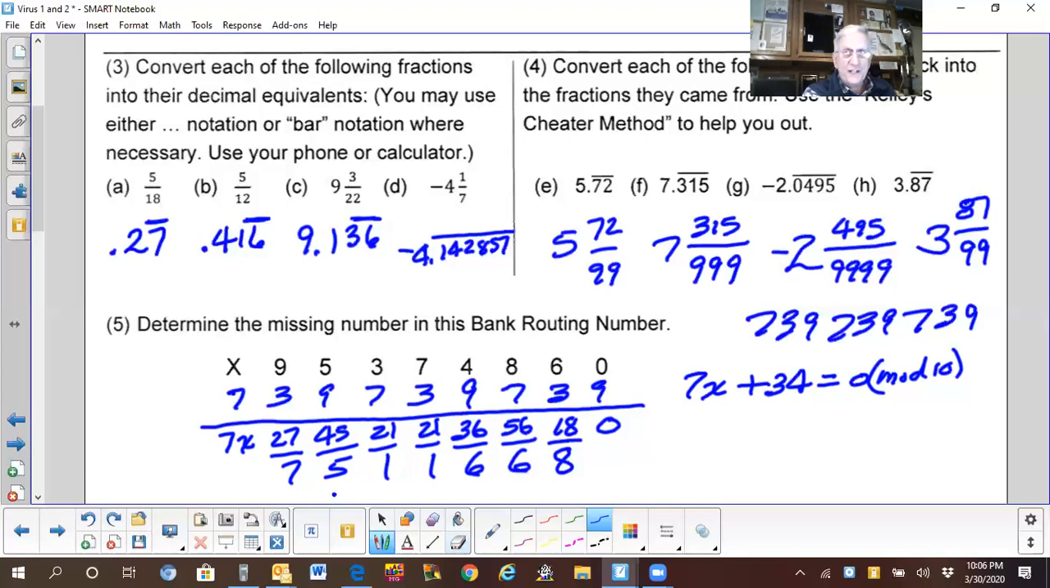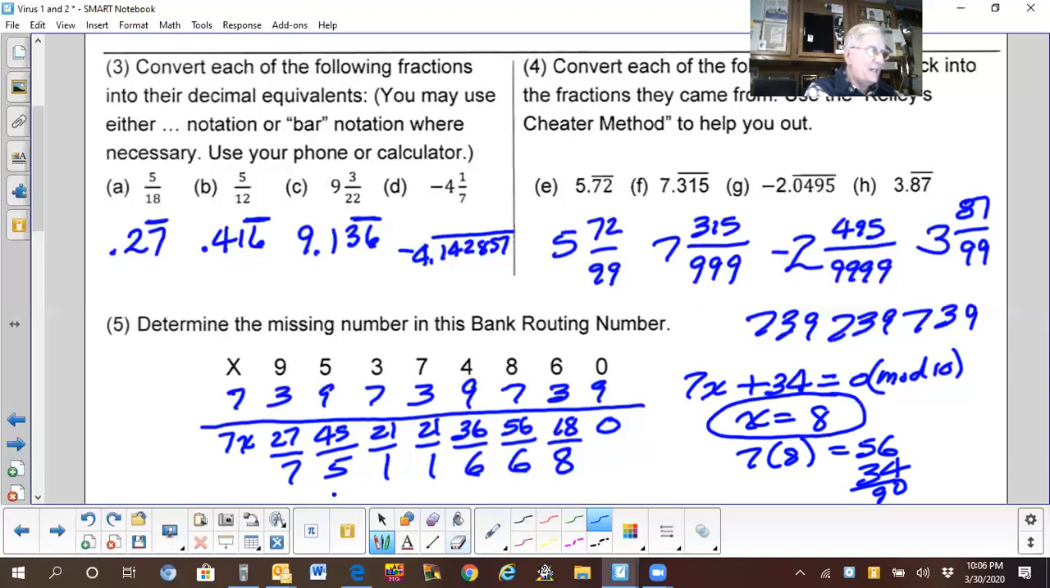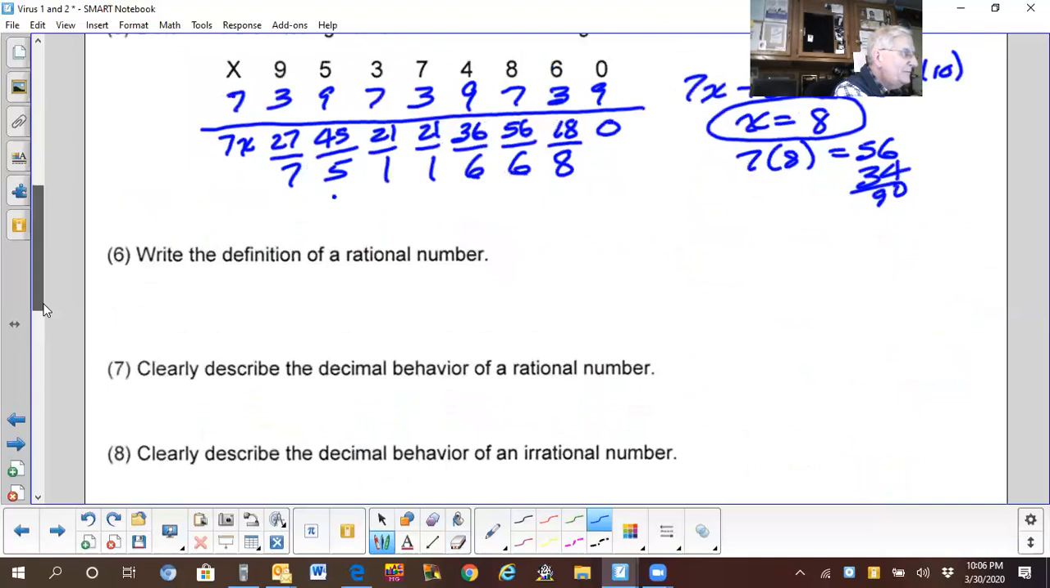So 56 is the number I need to add to 34, because if x is 8, 7 times 8 would be 56, and 56 added to 34 would be 90, which is 0 mod 10. So therefore, I have correctly figured this answer out. The value x must be in this bank routing number is x equals 8. All right, moving on to the next problem.